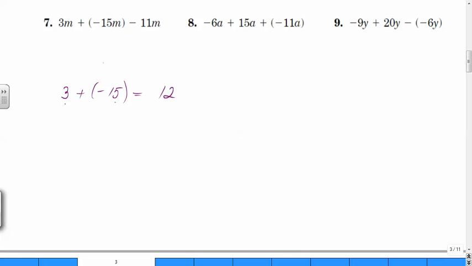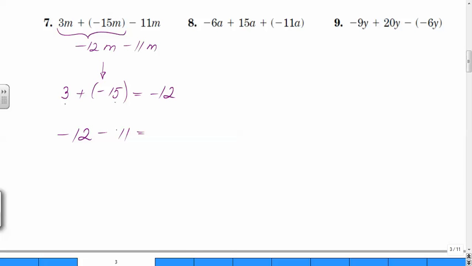That gives you 12, and you keep the sign of the largest one, negative 12. And it will be negative 12m, right? Next thing, you have to take away 11m from it. Okay, so working only with the coefficients, you're going to say negative 12 minus 11 equals, right?